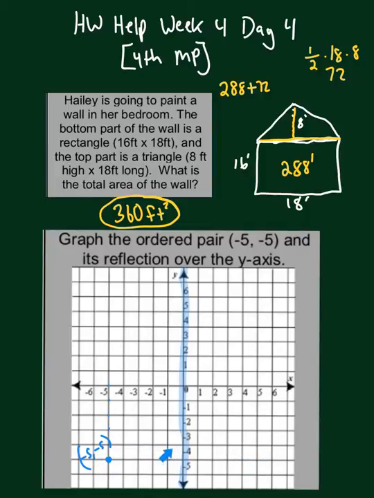So if it's 5 to the left, it's going to be 5 to the right. So I'm going to count 5 to the right. Remember, you start at the y-axis. So I have 1, 2, 3, 4, 5. And that would be at (5, -5).